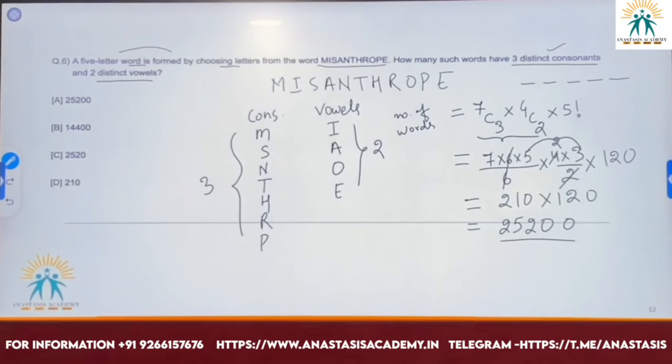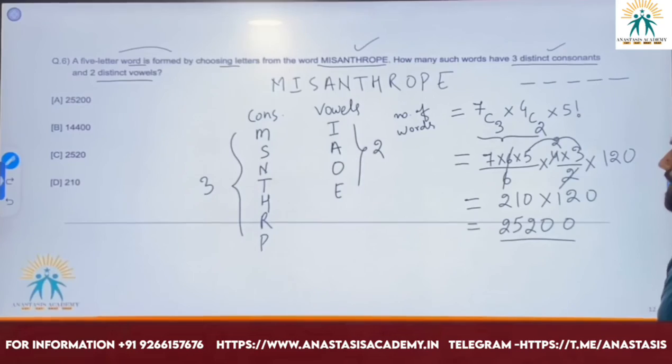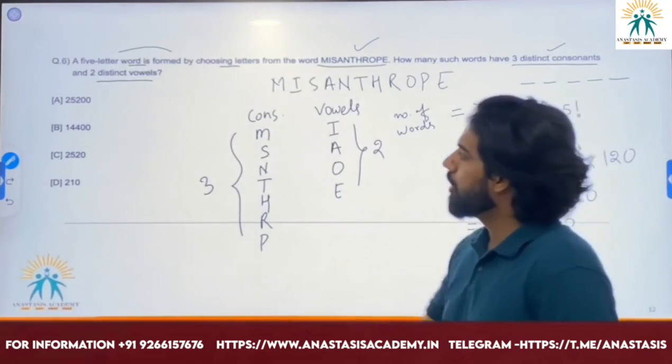So 25,200 are such words that have 3 distinct consonants and 2 distinct vowels that are made out of the word misanthrope. So the correct answer to this question is option A.